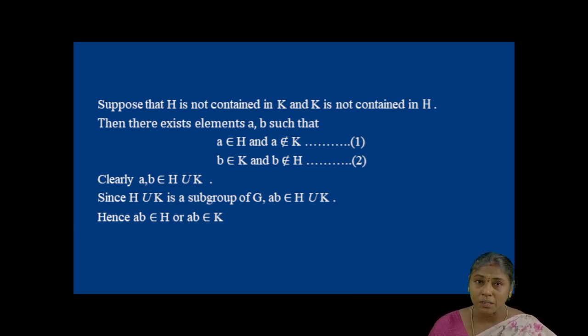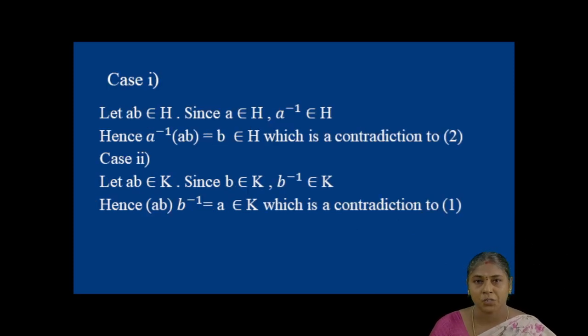Now, the theorem splits into two cases. Either AB belongs to H or AB belongs to K. Let us deal with the first case, AB belongs to H. Now since H is a subgroup, the identity element and inverse elements will be present there. So A belongs to H implies A inverse also belongs to H.